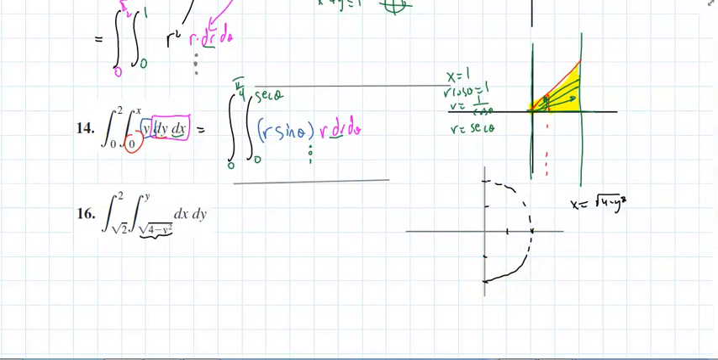And let's see how this works. They really have some limitation. They want y equal radical 2, to y equal 2.